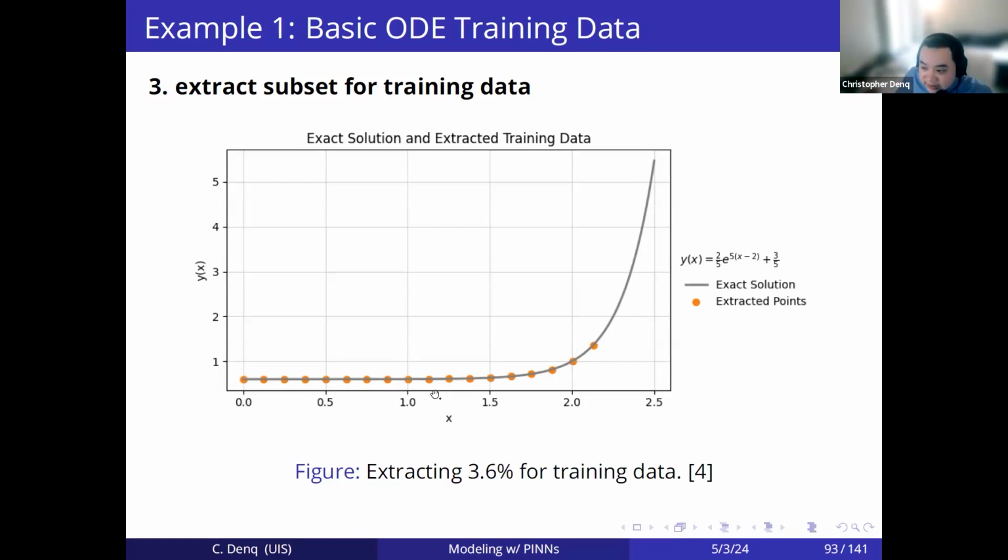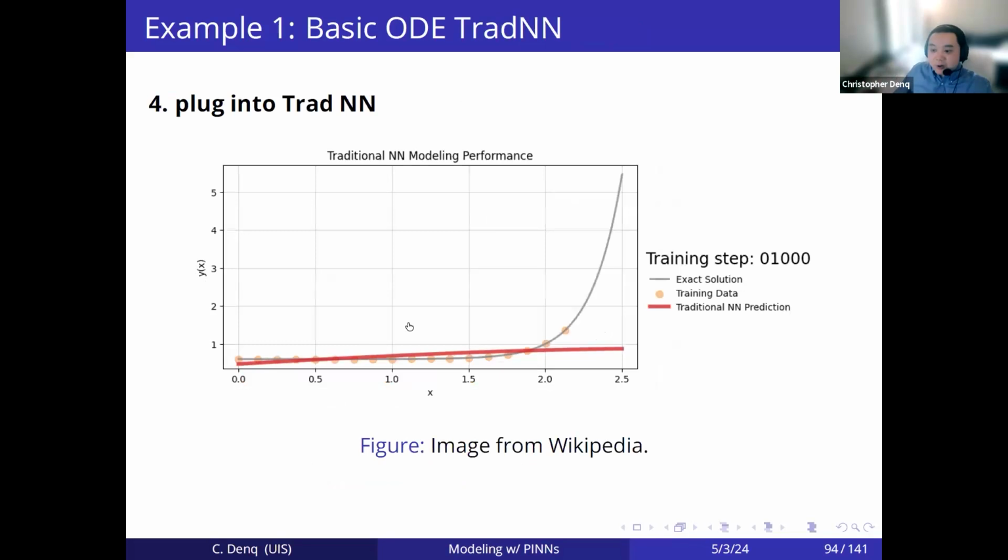So what we did was we then extracted these few points, these in orange here, the extracted points, and that will serve as the training data for our models. Next, what we did is we plugged this training data into a traditional neural network. And what we see is something really, really interesting, right? The traditional neural network, as expected, does really well when it has training data, but the moment it stops getting access to the training data, it doesn't know what to do, right?